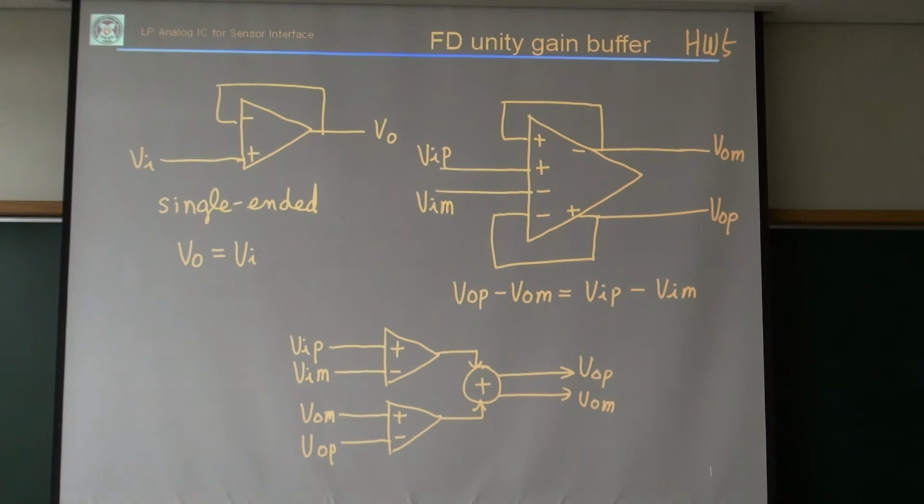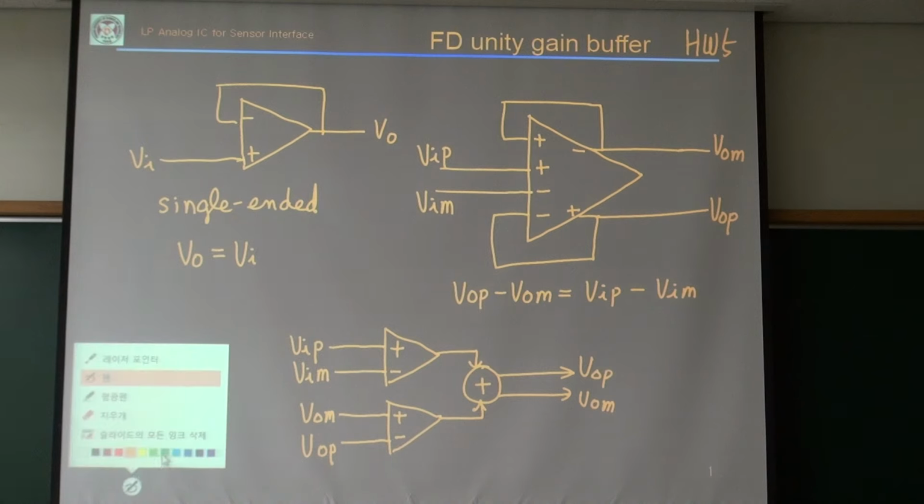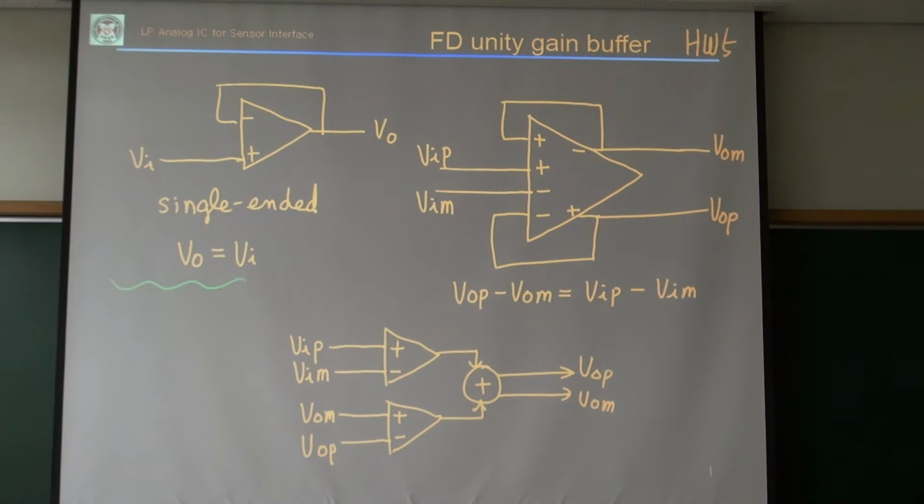We have some problems. Mr. Zhang is not here, but he found a solution for it. The first one is a single-ended version of the unity gain buffer. If this gain is A, then VO is approximately VI, right?